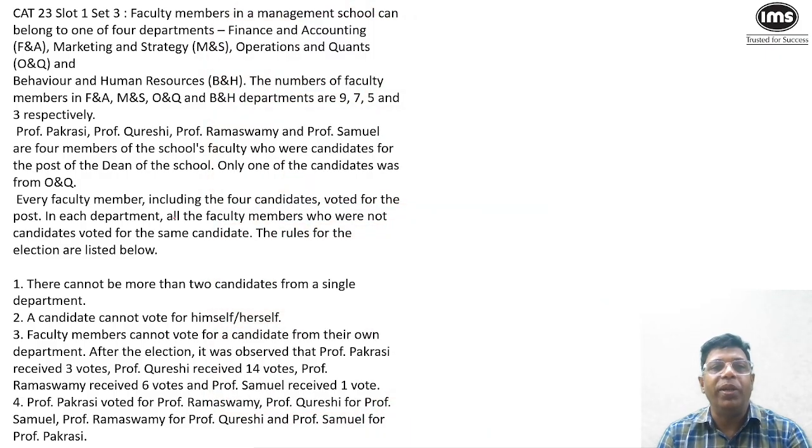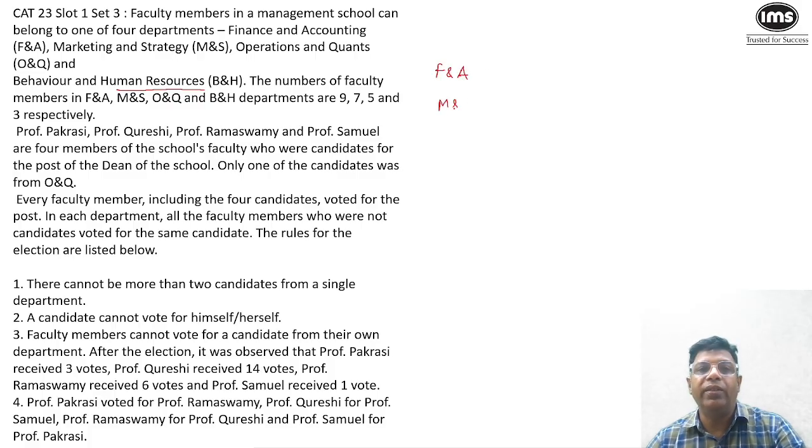Let's read the information. Faculty members in a management school can belong to one of four departments, that is finance and accounting, marketing strategy, operations and quant, and behavioral human resources. So there are four departments. So one is, you can say, finance and accounts, M&S, O&Q, and B&H.